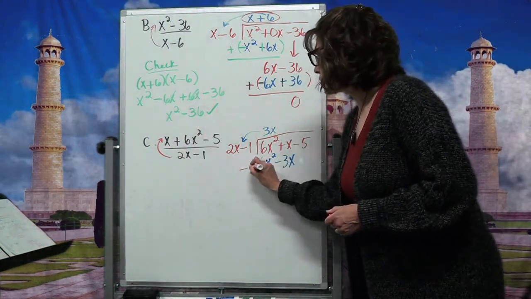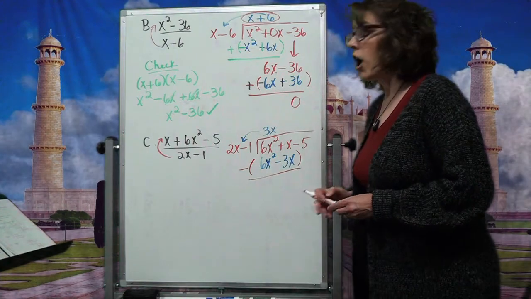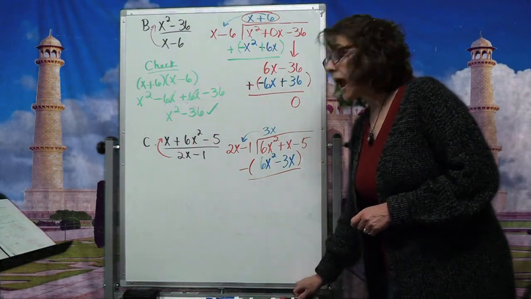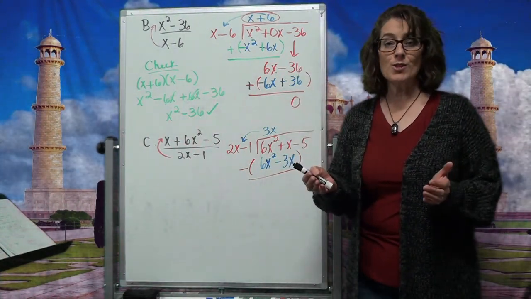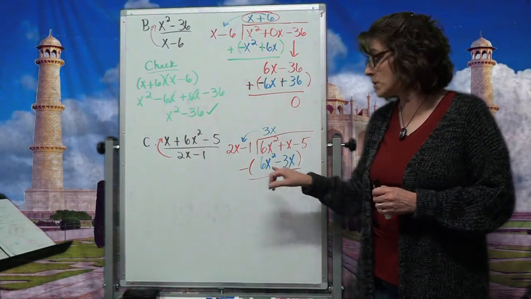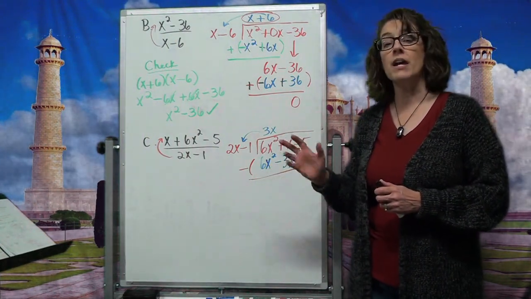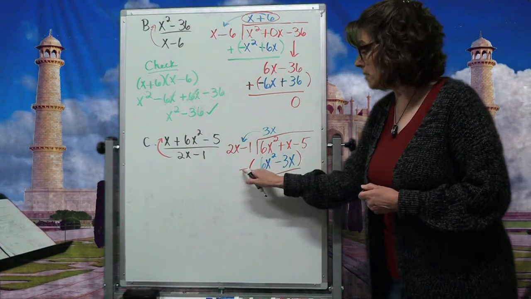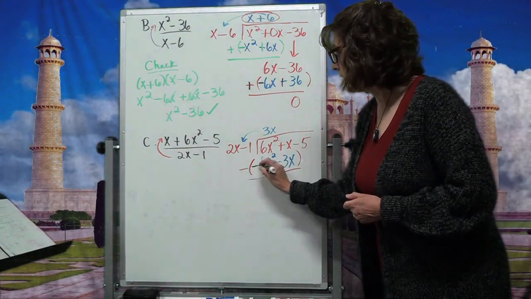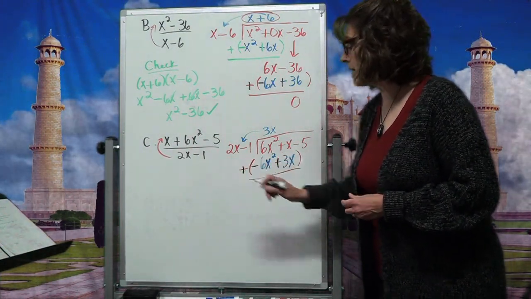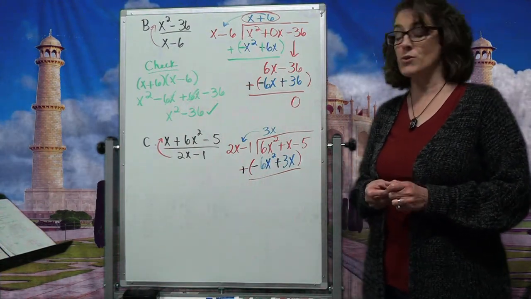But remember, I'm subtracting the whole thing, not just that 6x squared. And again, I like to put parentheses around the whole thing to remind me I'm not just subtracting the 6x squared, but all of it. That also reminds me I need to distribute that negative through. This becomes negative, this becomes positive, kicks it back to an addition problem. I'm ready to combine those like terms.